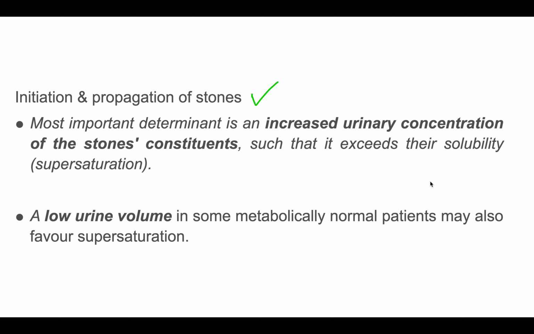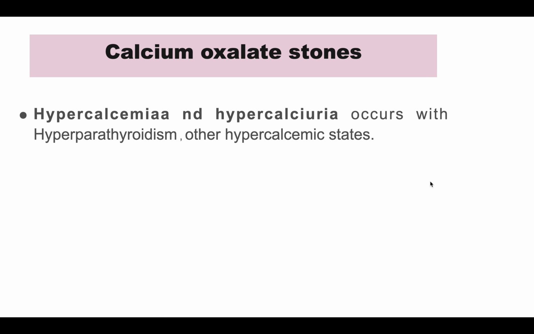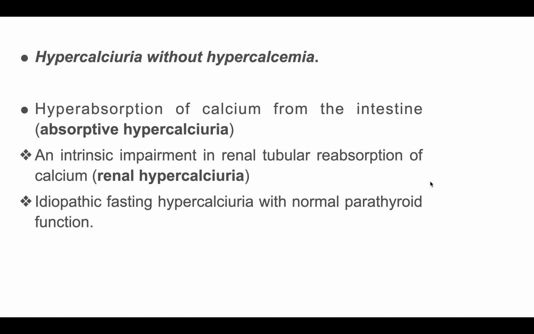So, for initiation and propagation of stones, we need to have increased urinary concentration of the stone constituents and low urine volume. Now, going to the first stone, that is calcium oxalate stone. That is the calcium stone, the most common type of stone. This is caused by various reasons. One reason can be hypercalcemia. If a patient has hypercalcemia in the body due to hyperparathyroidism or any other disease, there also the probability of stone formation will be there.